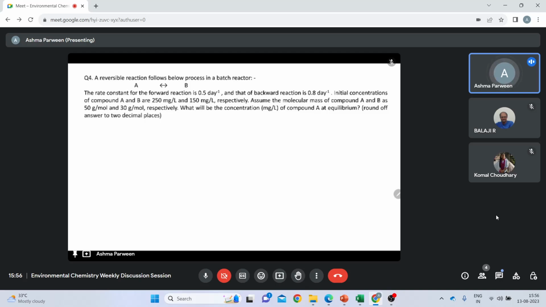I hope you all remember the final expression for a reversible reaction in a batch reactor. If you don't, then I will provide it.